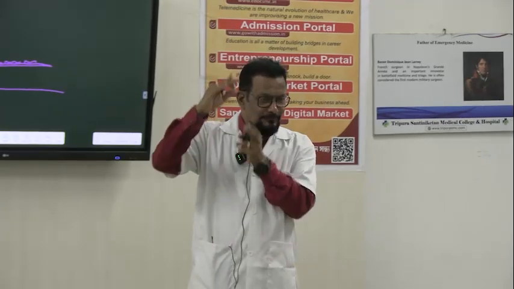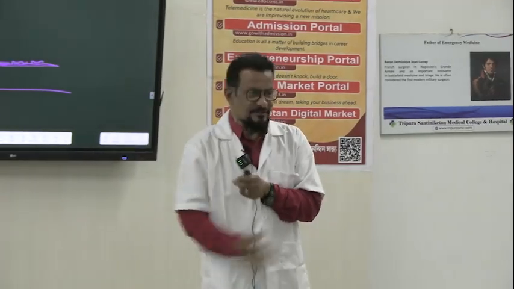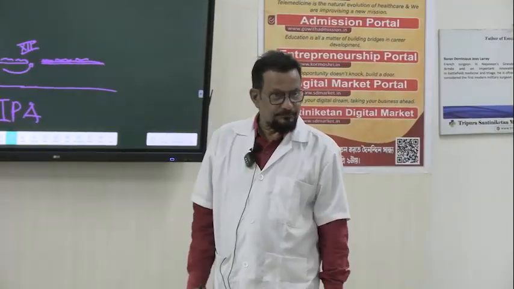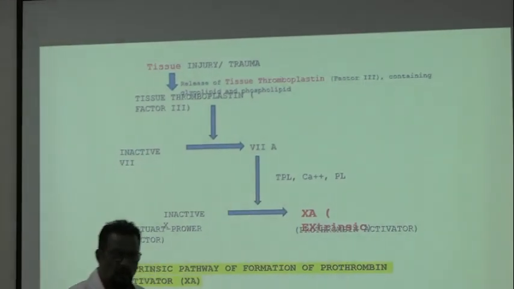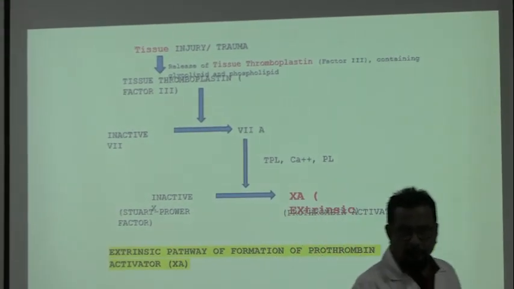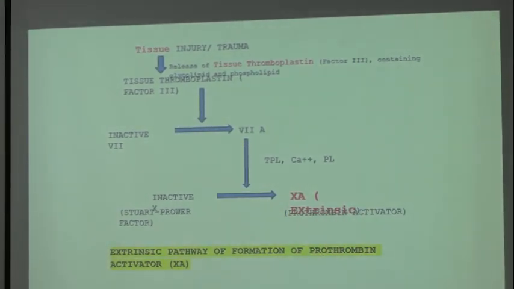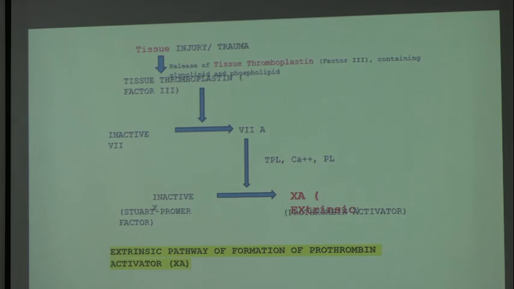Okay, let's see how this comes from the extrinsic pathway. This is the extrinsic pathway. Here, when the tissue is damaged, phospholipid and lipoprotein come out of the damaged cells. These are called tissue thromboplastin. These are actually components of the injured cell. When factor 7 comes in contact with this tissue thromboplastin, this is actually factor 3.